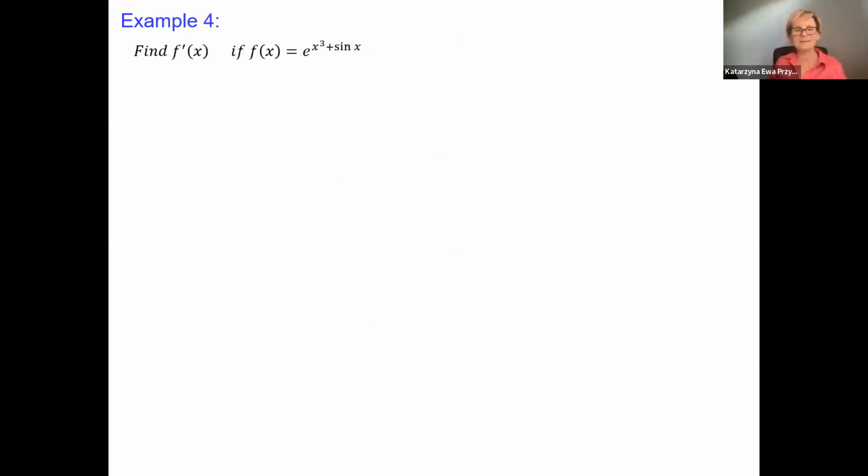Okay, let's keep working. E to the power of x cubed plus sine of x. What's the inner function? Okay, the inner is the entire exponent. So we just have e to the u. What is the derivative of e to the u? Who can type? Maybe you can type with the chain rule.